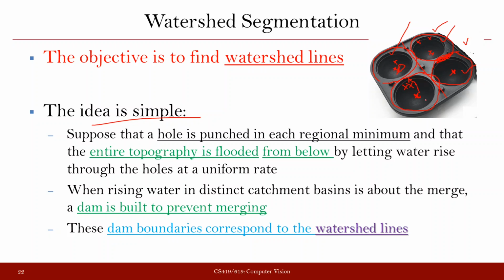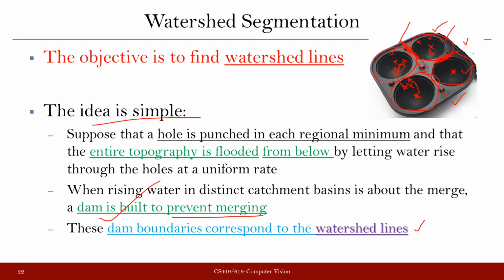We can consider there is a hole there, and then this body is flooded from the bottom. As soon as the water, when you are raising the water level in these bodies, starts merging, to stop that merging we create a dam there. So that dam actually will represent the watershed line. So let's say to stop merging of the water from this body to this body, we are creating a dam here. That dam prevents merging of water from here to here, and that dam will be nothing but the watershed lines. Okay.